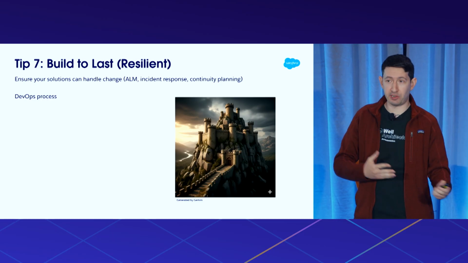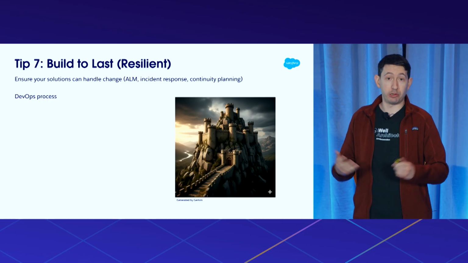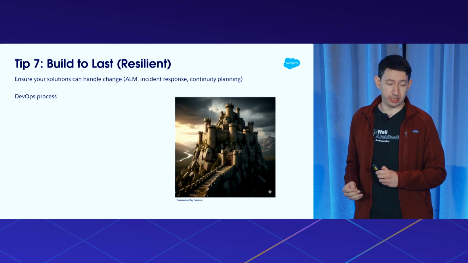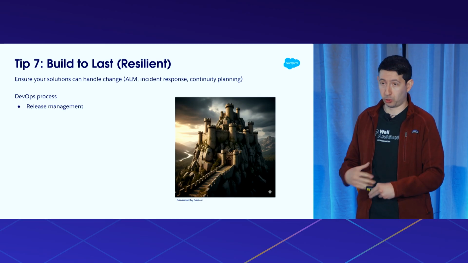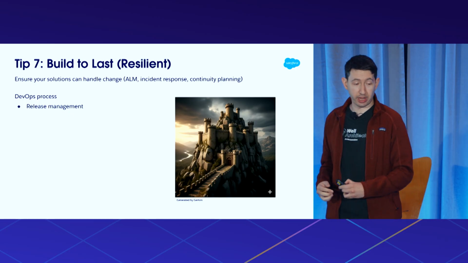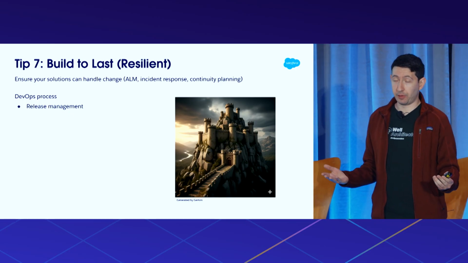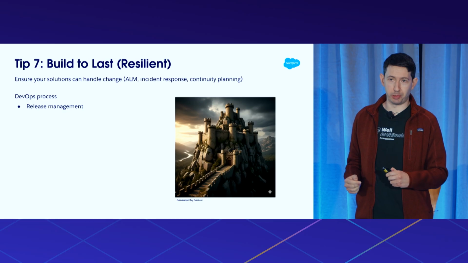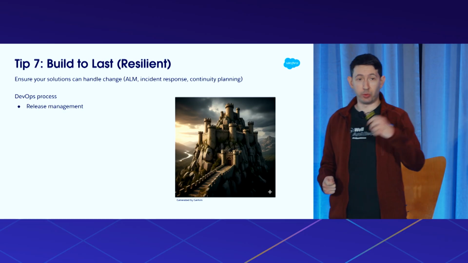Maybe you're using DevOps Center. Maybe you're using an AppExchange package. Maybe you're using a custom DevOps solution, right? But we want to make sure we have some sort of release management. Again, we touched on this a little bit before, making sure we know, OK, when are things going to production? Who is sending it to production? What is our strategy for deciding when something goes to production?